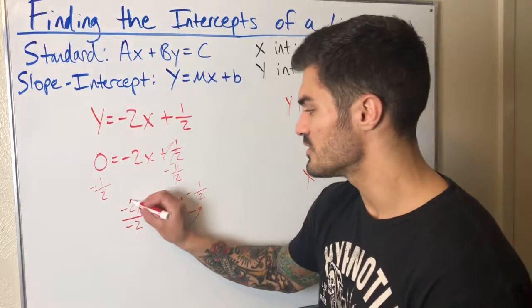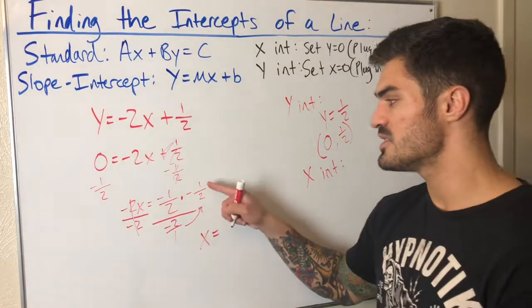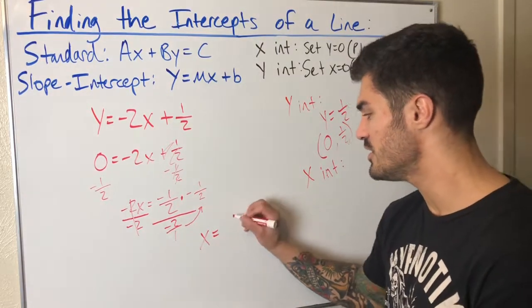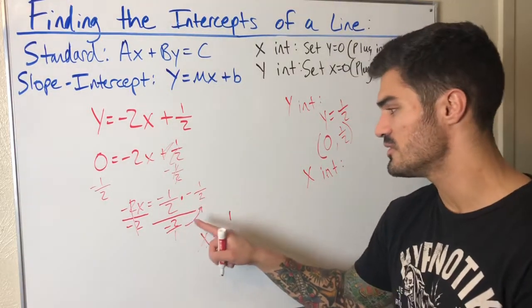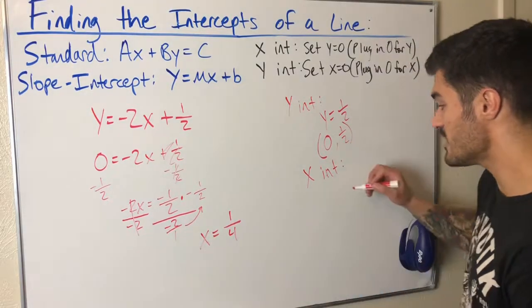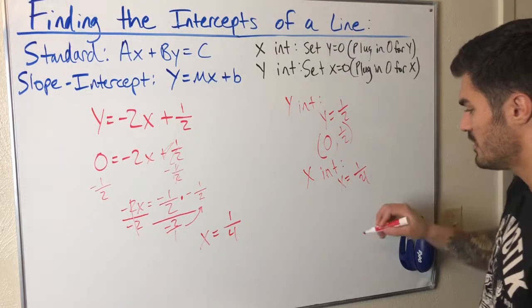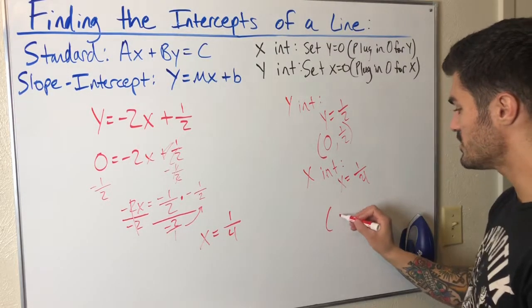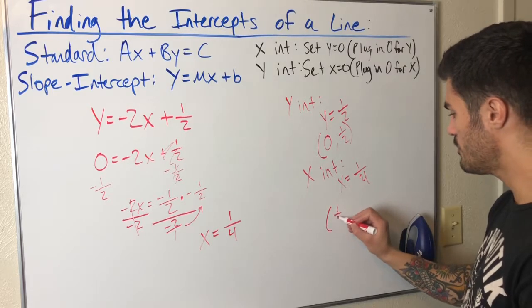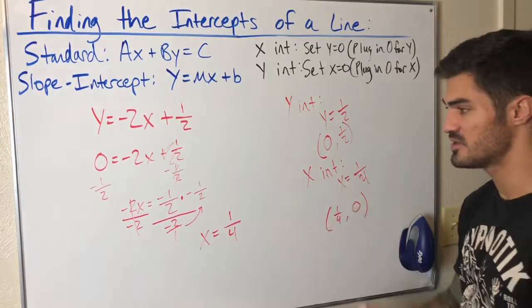These negative 2's cancel, so I'm left with x equals negative 1/2 times negative 1/2. That is simply positive because it's two negatives. 1/4. I just multiply across. So this is our x-intercept, is at x equals 1/4. And if we represent it as a point, it is what? 1/4, comma, 0. The y is always 0 for x-intercept.